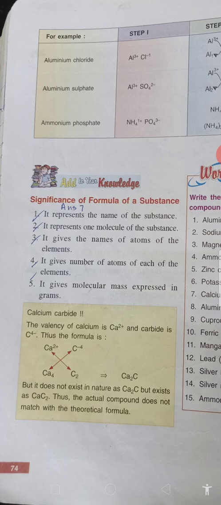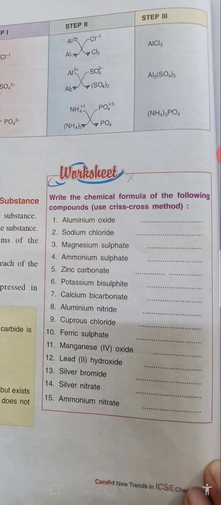Now children, if you talk about calcium carbide, the valency of calcium is Ca plus 2 and carbide is C minus 4. Thus the formula becomes, if you interchange their valency, Ca4 C2, but 4 and 2 can cancel each other, so we'll divide it by 2, so it will become Ca2C, but it does not exist in nature as Ca2C but exists as CaC2. Thus the actual compound does not match with the theoretical formula. So children, many times you get such formula also. Now if you don't follow it, just leave it, but we have learned how to write formulas.